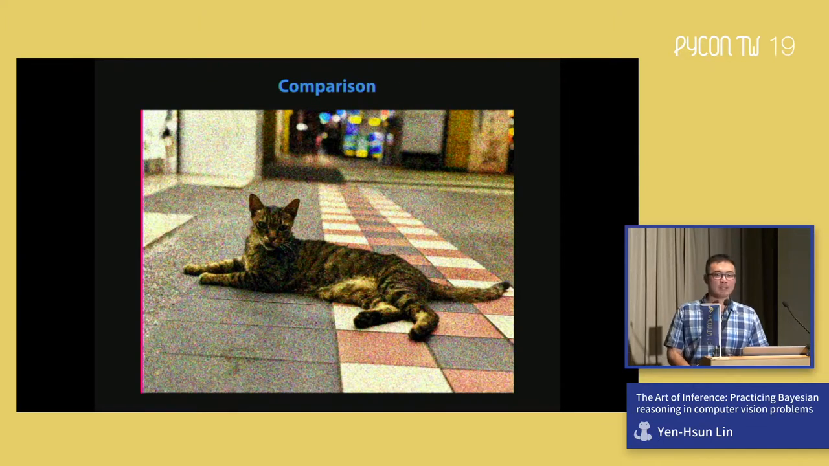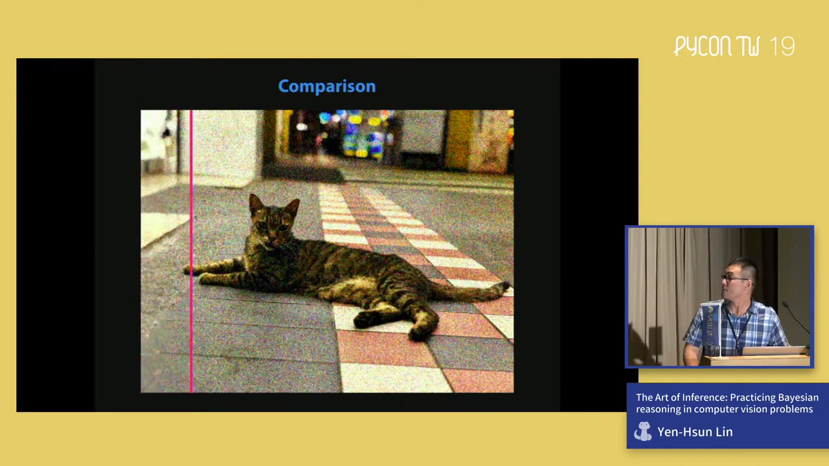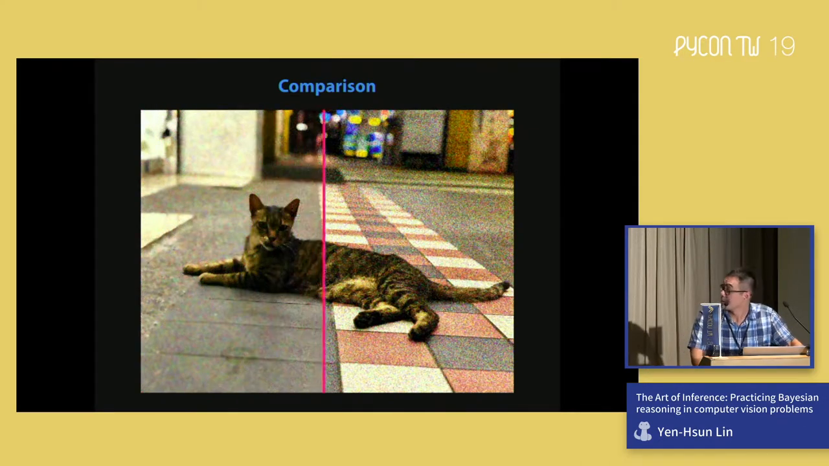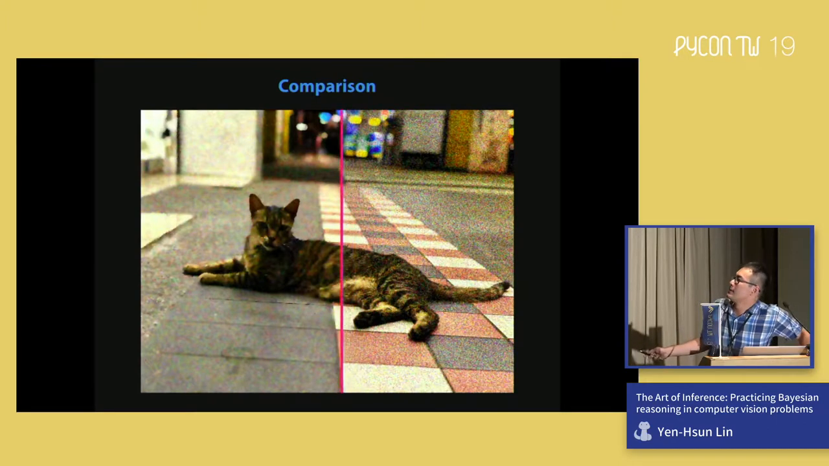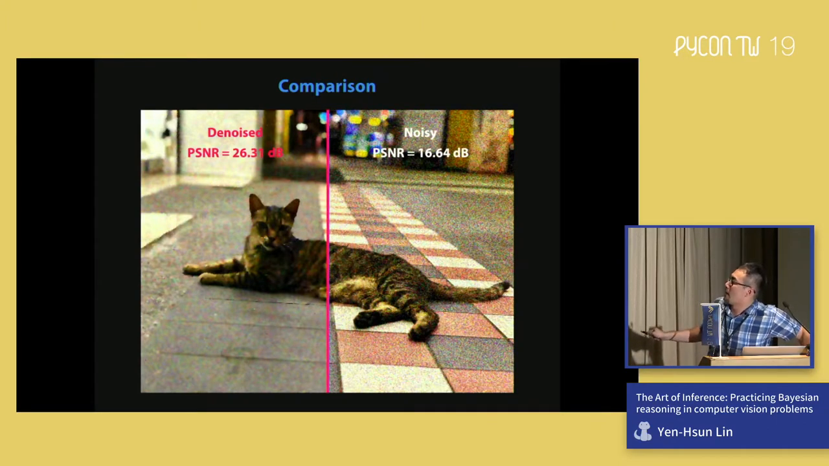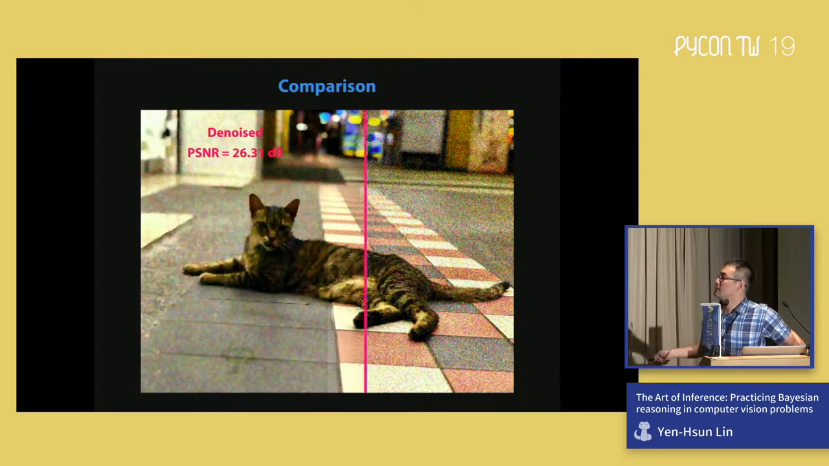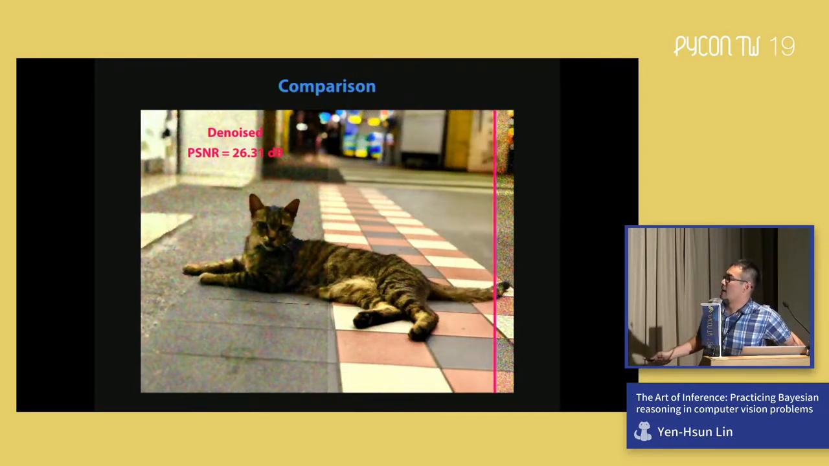So let me make some comparison. In the beginning, I have a noisy picture, and then the denoised result. Again, compare with the noisy picture here. The PSNR for the noisy picture is 16. After denoising, it increased up to 26. And this is the ground truth picture here. So this is my first example on the Bayesian image.